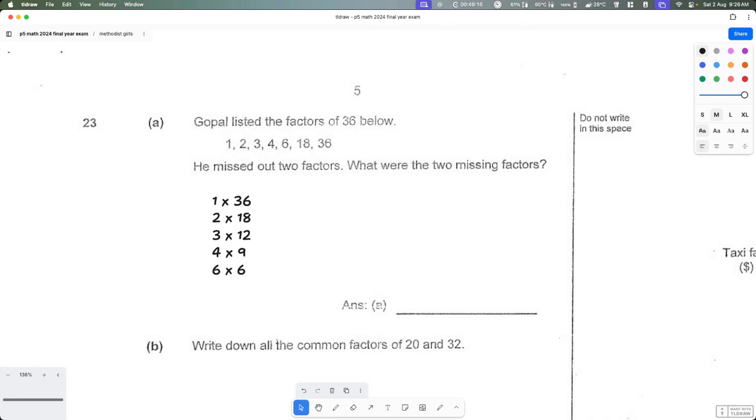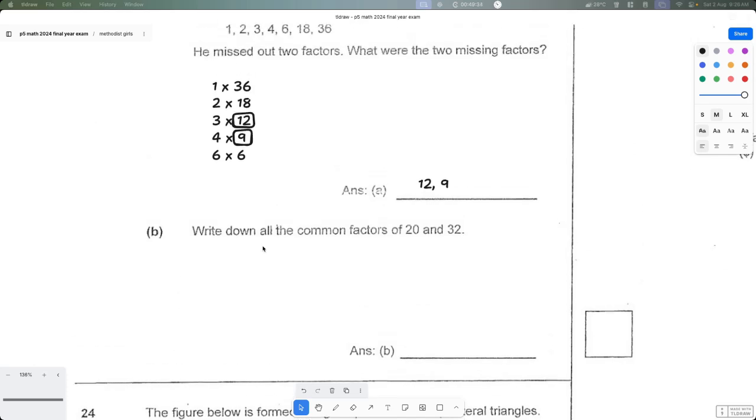Then 7, 8, 9. Okay, so in this case, what number are we missing? So we are missing number 9, and we are also missing number 12. So the answer to this is 12 and 9, or 9 and 12. Okay, alrighty, let's move on to the next question.